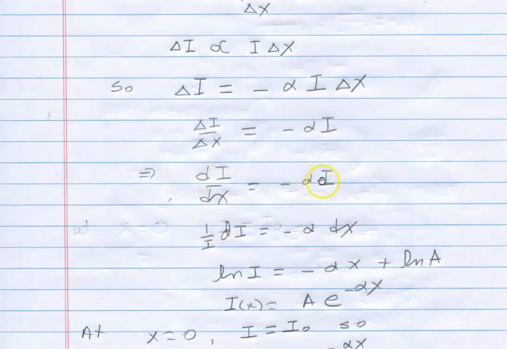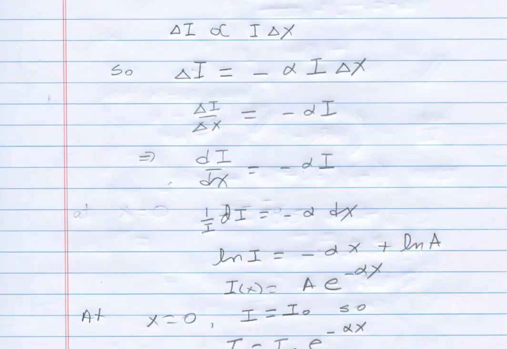Separate variables, so divide through by I, multiply through by dx. So I've got variables separated. Integrate both sides. I can do an indefinite integral, so this is natural log of I from here. And minus alpha dx becomes indefinite integral minus alpha x. And then I pick up an integration constant, which I'm just going to write natural log of A for the time being.